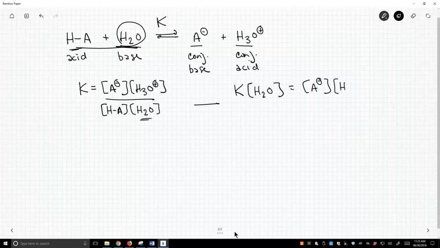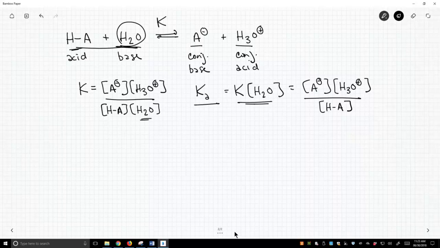K times the concentration of water equals the concentration of our conjugate base times the concentration of hydronium, which is our conjugate acid, divided by the concentration of our original acid HA. And this entire thing is roughly constant because the concentration of water is roughly constant. And so this is now what we call Ka. So when people talk about acid-base equilibria, they don't typically discuss K, they talk about Ka, which is simply K multiplied by the concentration of water.